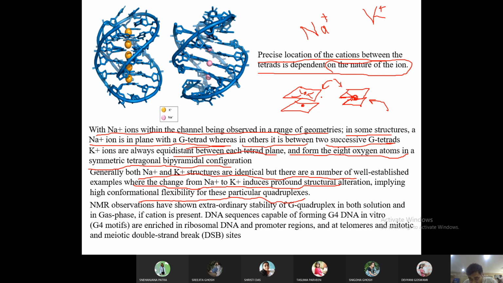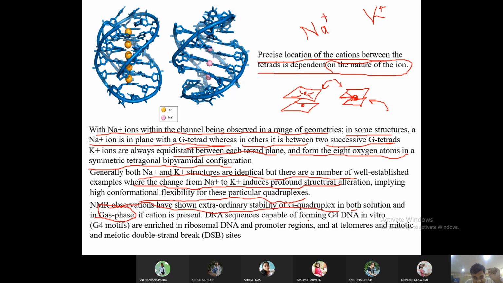The details of NMR spectra will be taught in module 4, but for the time being you note that NMR observations have shown extraordinary stability of G quadruplex both in solution and in gas phase. So see, you are making this molecule into gas phase, meaning a very high energy state. In that state also this structure remains intact, not only in solution but also when this compound is in gas phase. You can get a G quadruplex gas like oxygen gas, carbon dioxide gas. This cation can remain stable.